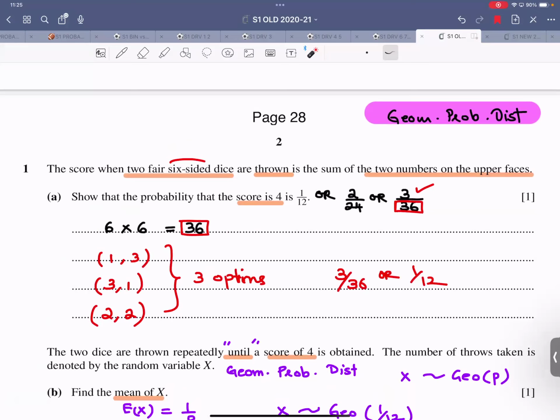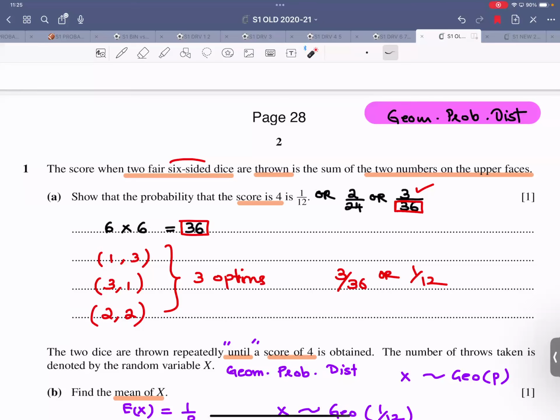Now, what are the different ways of obtaining a 4? It could be 1 plus 3. It could be 3 plus 1. It could be 2 plus 2. So there are 3 options over here. So 3 options out of 36. The answer comes out to be 1 over 12. That is the first thing.